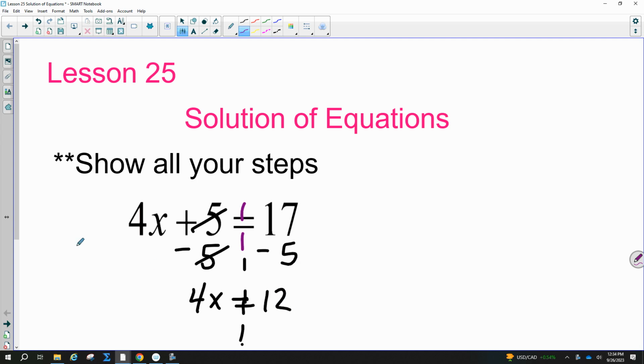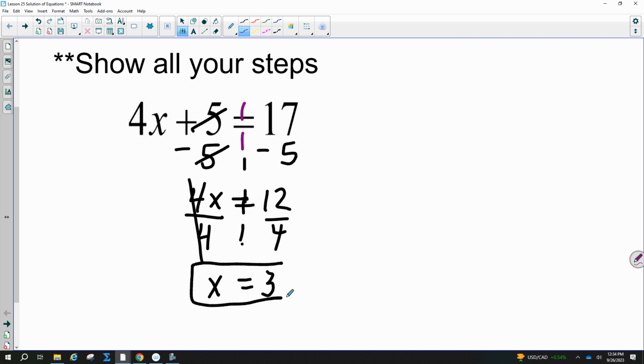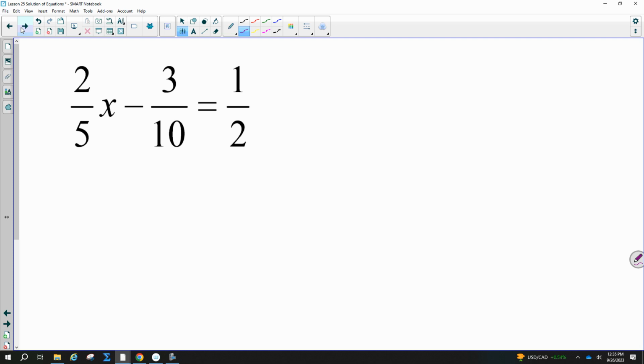Your work should look exactly like mine, except you don't have to draw that line if you don't want to, the dashy line. All right? And now what do I do to get the x by itself, everyone? Yeah, I'm going to divide both sides by 4. 4 divided by 4 is 1, so this is just 1x. And 12 divided by 4 is 3. Boom.